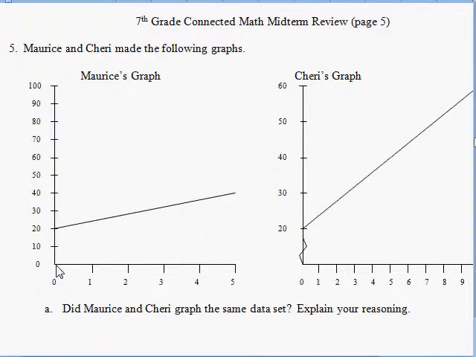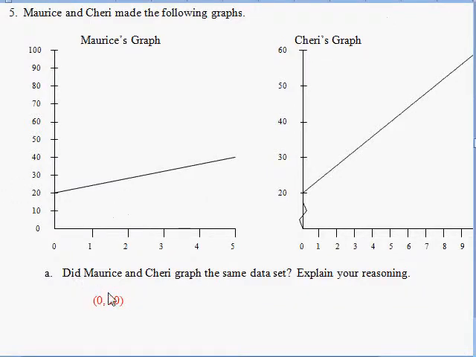If we go right 0, up 20, we have a point right here. And on this graph, we go right 0, up 20. So far, these two graphs share the coordinate point 0, 20. I have that typed out just so we don't forget. Now we have to check another point. I would suggest picking something easy.